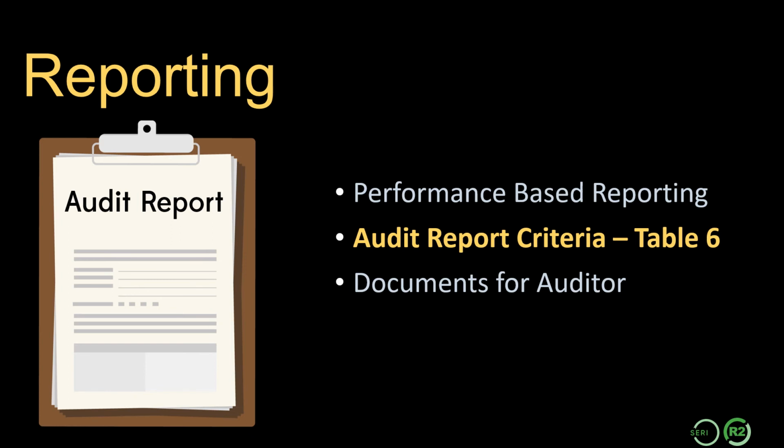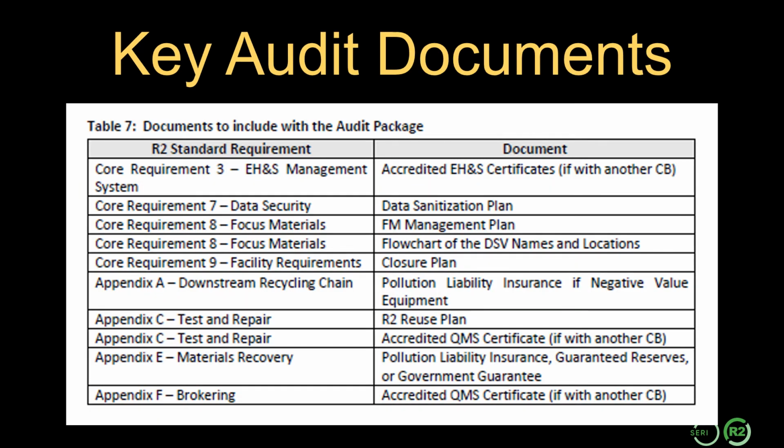Auditors will be required to take copies of certain documents and records that are to be included as part of audit evidence in the audit report. Table 7 of the Code of Practices specifies key documents that the auditor must include with their audit report, including the Focus Materials Management Plan and the Closure Plan.